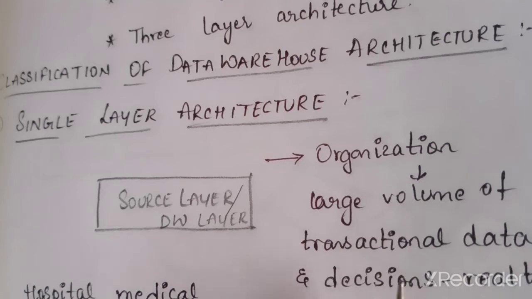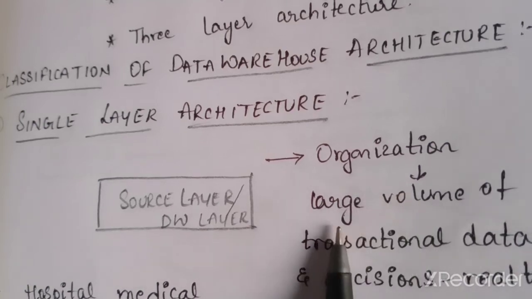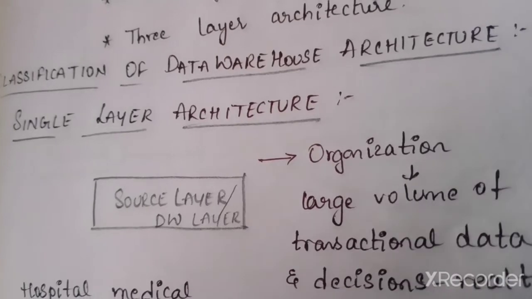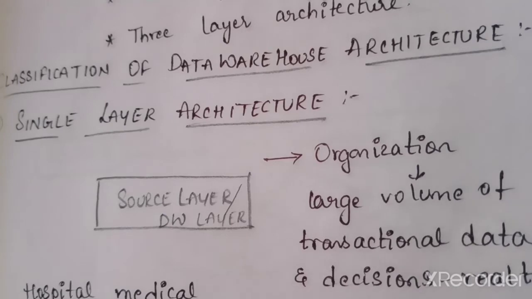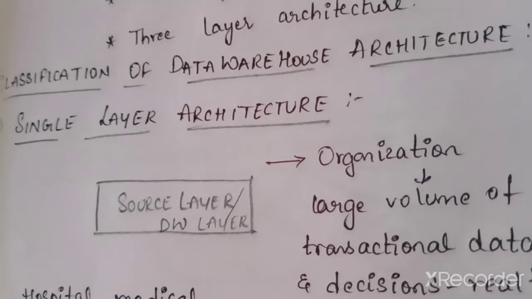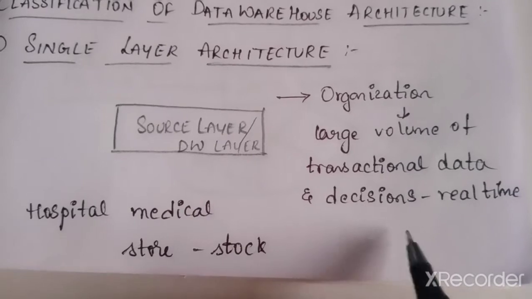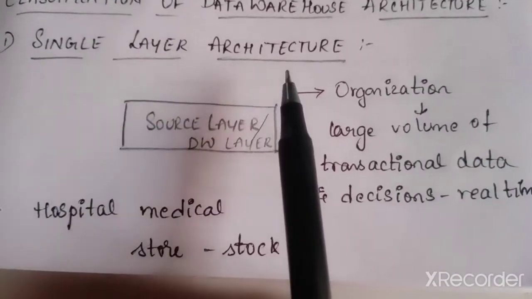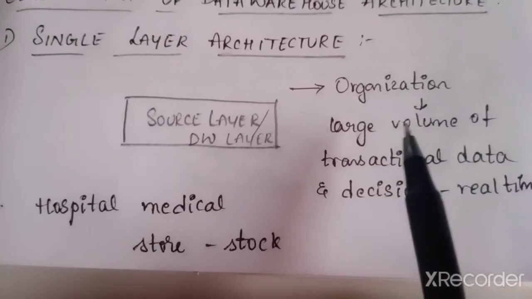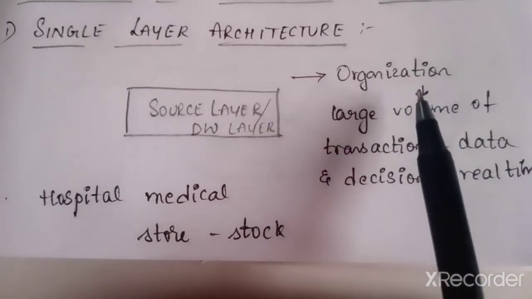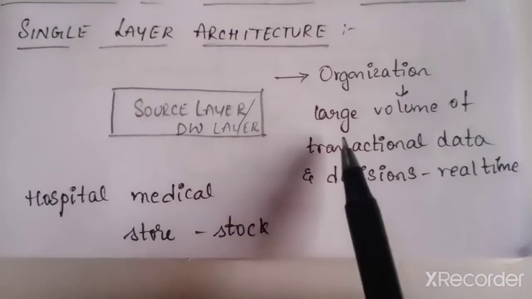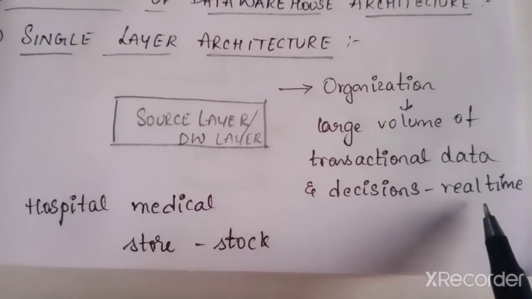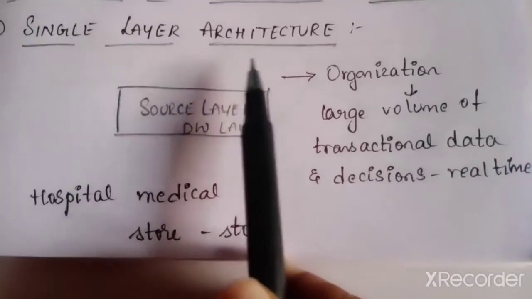Suppose an organization has a large volume of transactional data and decisions have to be taken in real time, then this single layer architecture has to be used by these organizations. Getting? If an organization maintains a large volume of data and decisions have to be taken on a real time basis, then this single layer architecture has to be used.